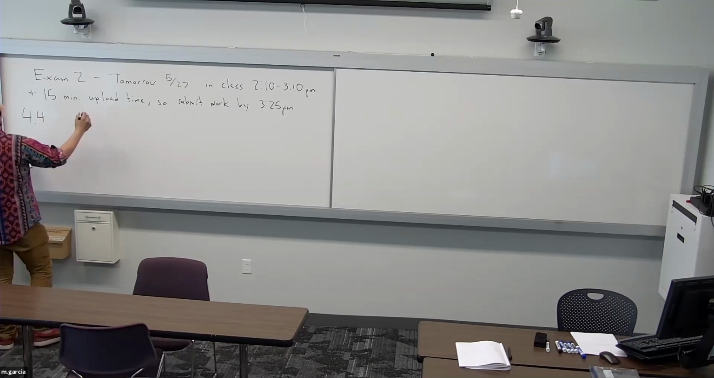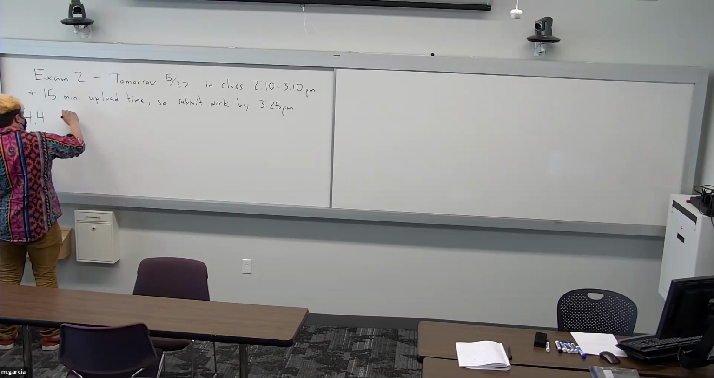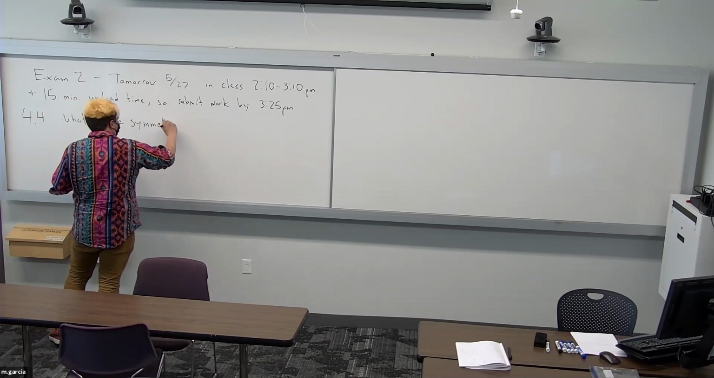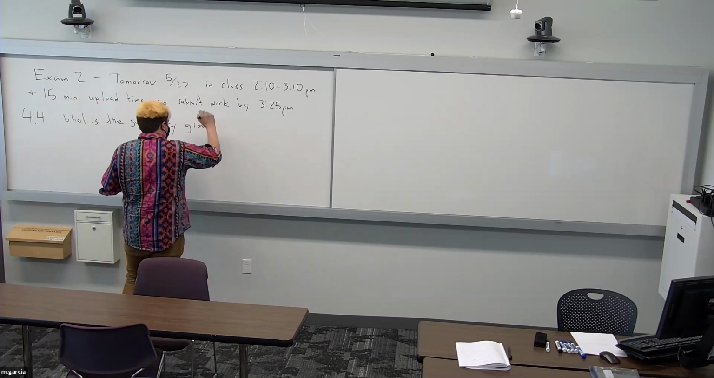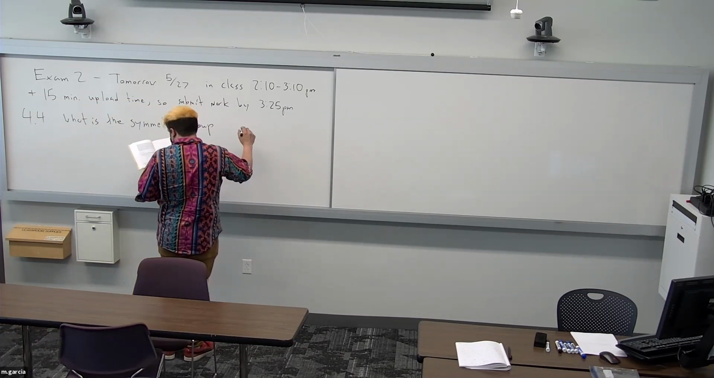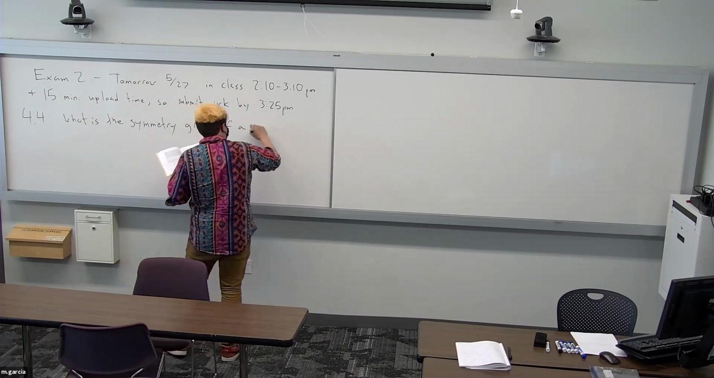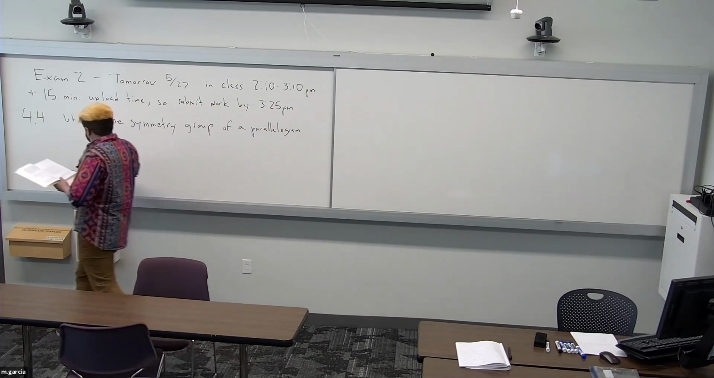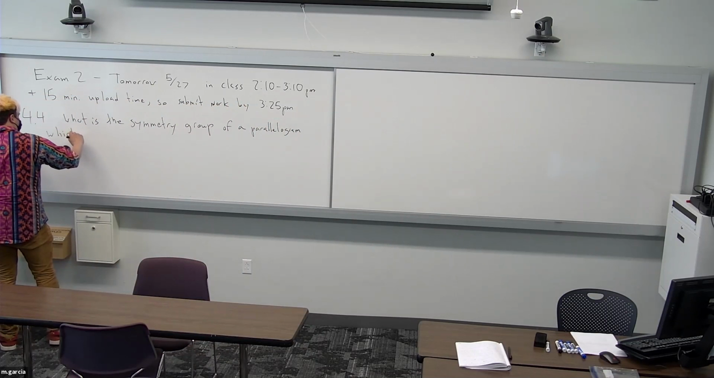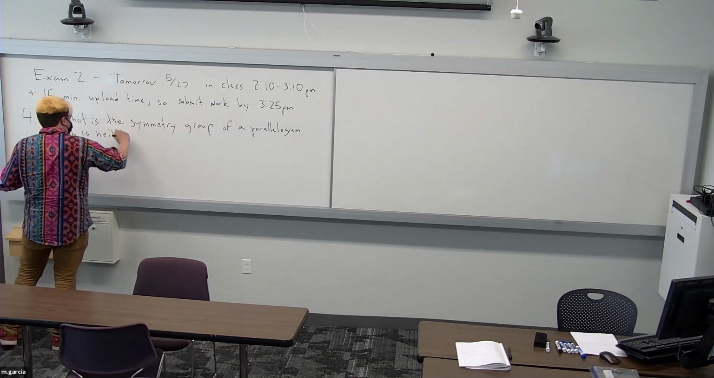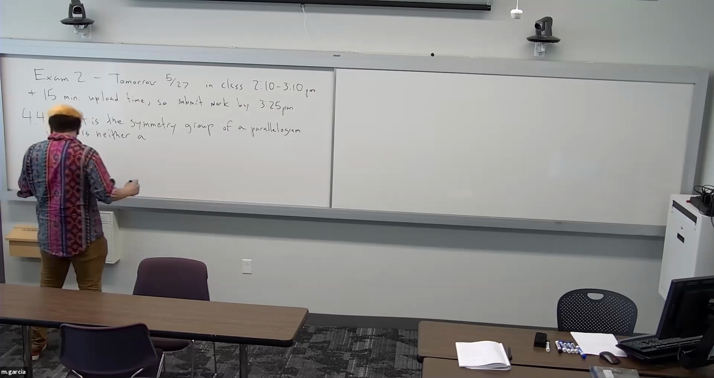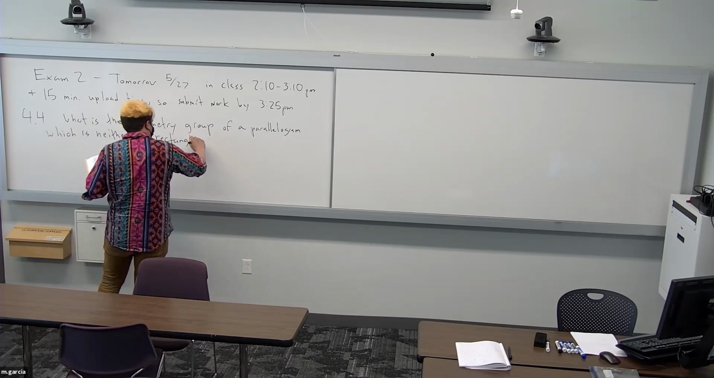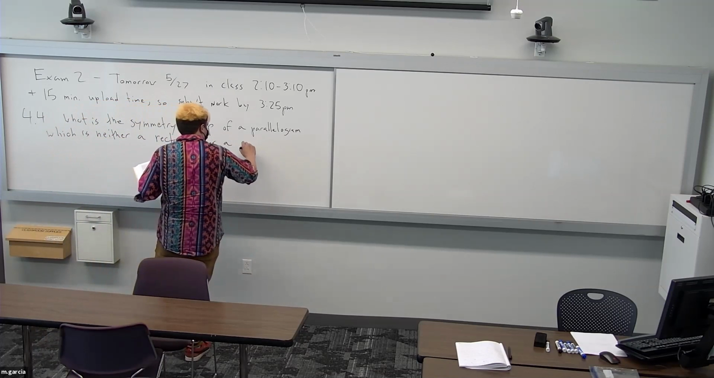All right, so what does 4.4 say? 4.4 asks, what is the symmetry group of a parallelogram which is neither a rectangle nor a rhombus.